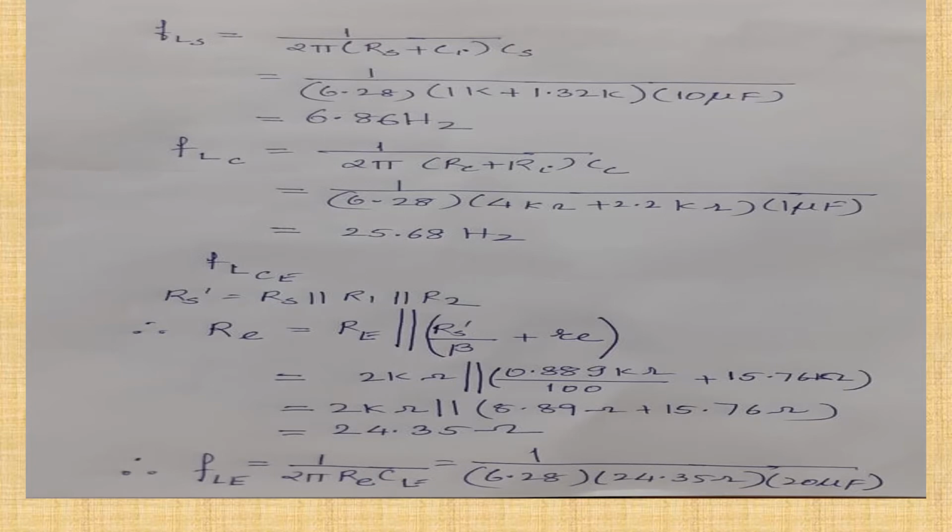Next we'll find the cutoff frequencies. So FLS is 1 upon 2 pi RC, where the input resistance is Rs plus Ri. Substituting the various values, you get this. Similarly, FLC is 1 upon 2 pi (Ro plus Ri) C. FLC, sorry, this is F0.